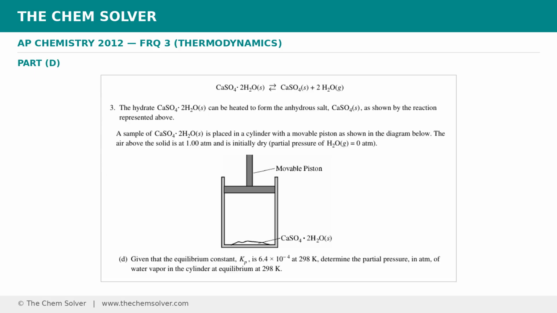D. Given that the equilibrium constant, Kp, is 6.4 × 10⁻⁴ at 298 Kelvin, determine the partial pressure, in atm, of water vapor in the cylinder at equilibrium at 298 Kelvin.